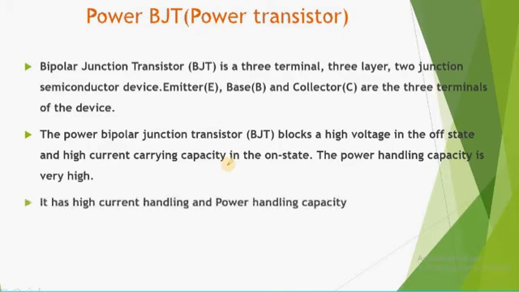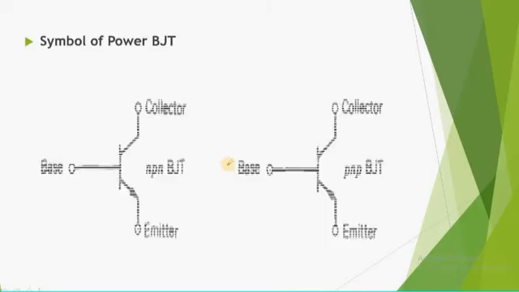Then next we will see the symbol of power BJT. 2 types of power BJTs are NPN and PNP. The 3 terminals are collector, base and emitter. And in NPN, the current flow direction is towards emitter, and in PNP transistor, current flow direction is towards base terminal.